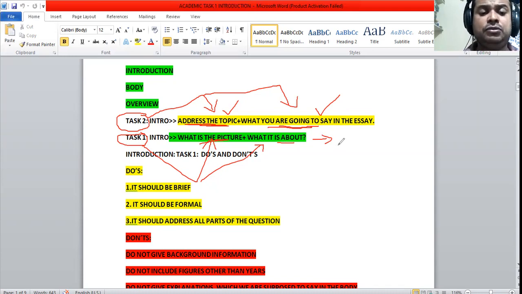So I don't recommend copying the question as it is. You're not supposed to. You have to understand the picture and present the introduction in your own formal way. It should be concise, it should be formal, and it should address all parts of the question. These are the three things we have to do there.